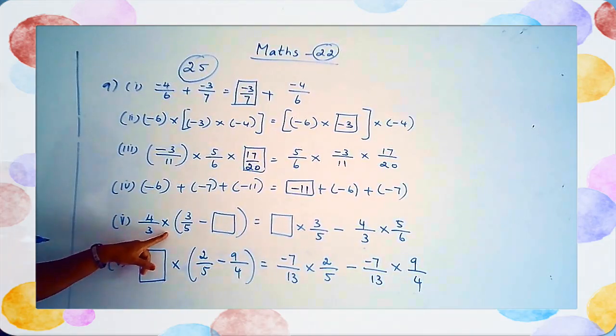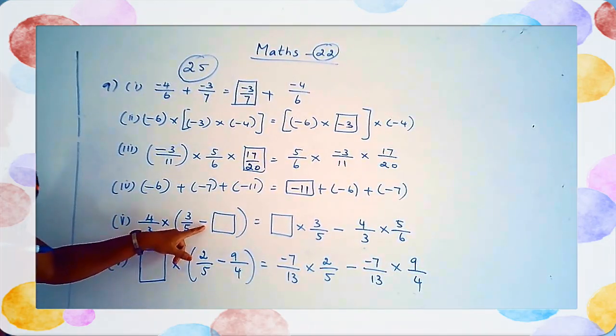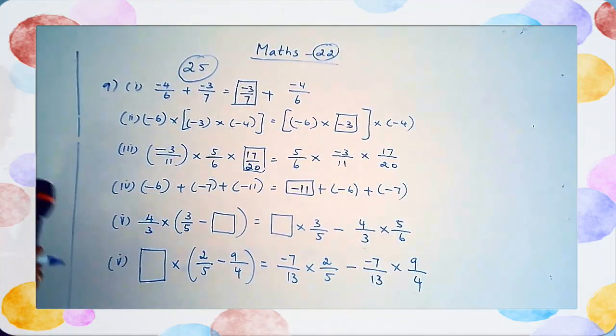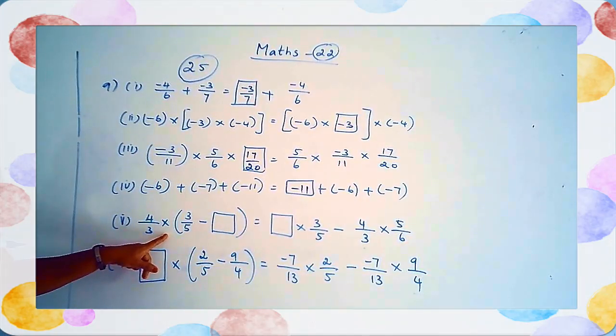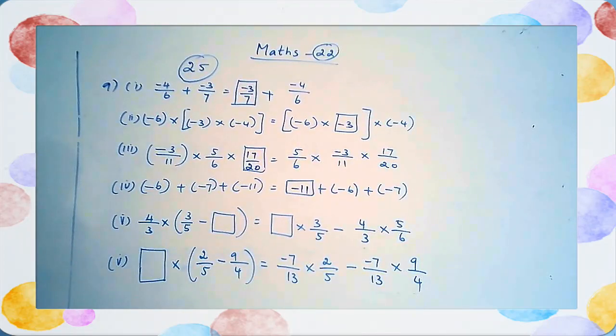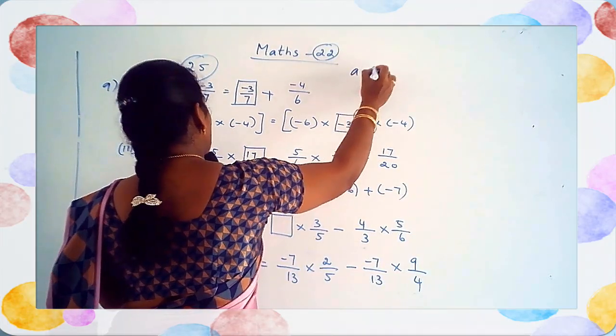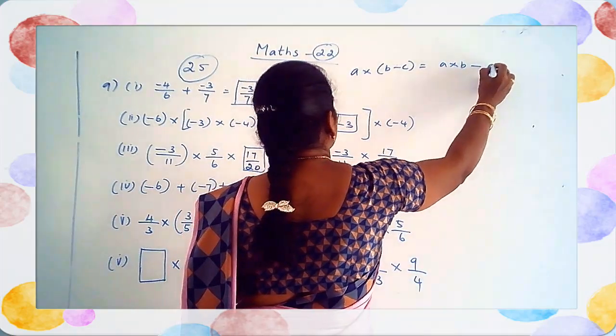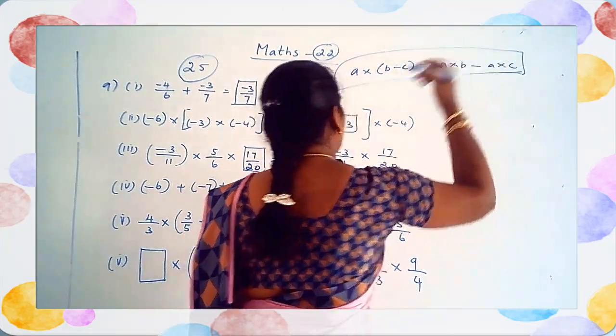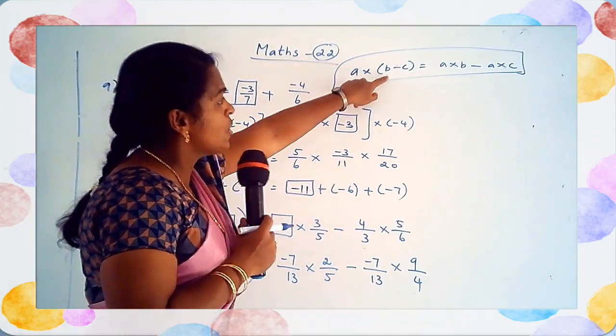4 upon 3 into 3 upon 5 minus is not there. Okay? So distributive property of multiplication over subtraction. So which number will come here? 4 upon 3, the distributive property. What is the distributive property of multiplication over subtraction? A into B minus C is equal to A into B minus A into C. Yes, children? This is the property of multiplication over subtraction.